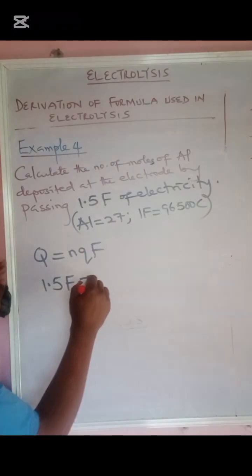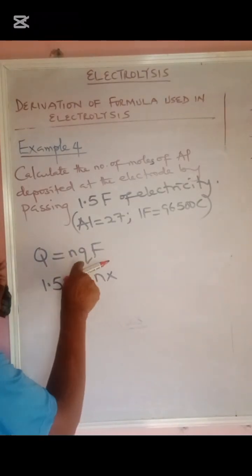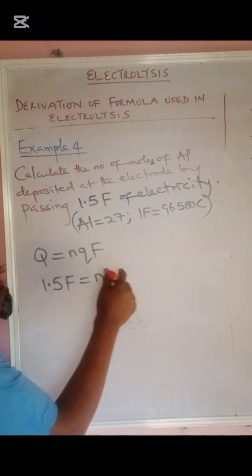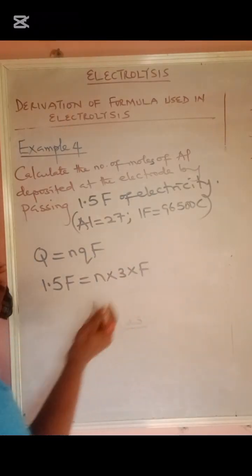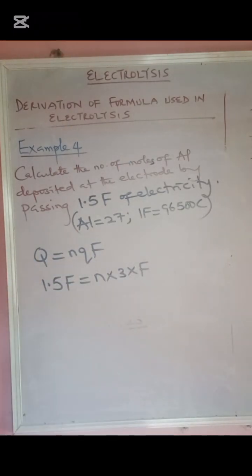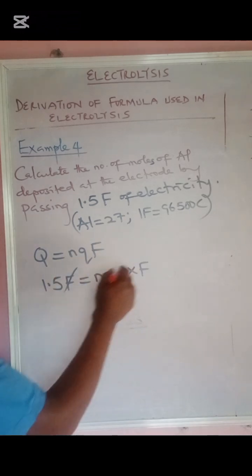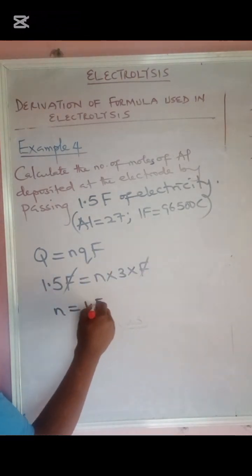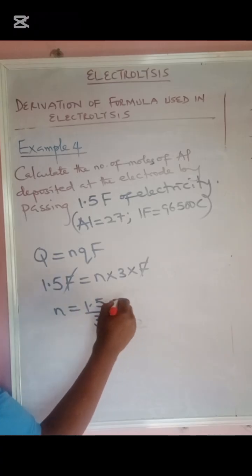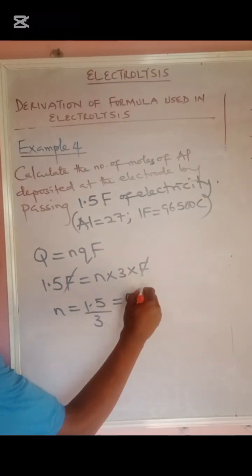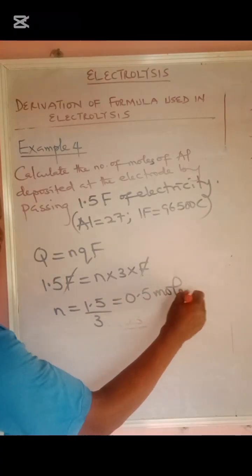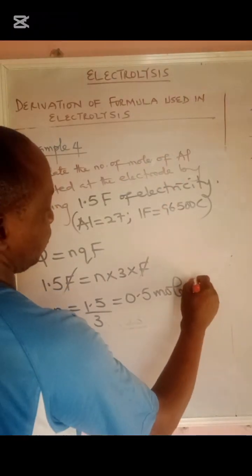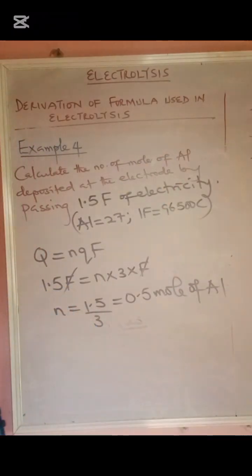You don't know the charge on aluminium? It is 3. That's the valency. You don't need the Faraday conversion because F cancels F. So we have n is equal to 1.5 divided by 3, that is 0.5 mole of aluminium. Let's take note of that.